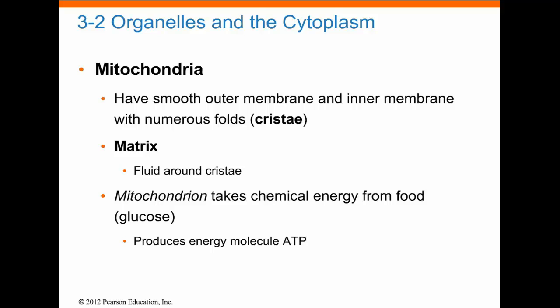The next organelle we're going to look at is the mitochondria. They have a smooth outer membrane and an inner membrane with numerous folds known as cristae. And there's a matrix, so there's fluid within the cristae, that's called a matrix. The mitochondria is known as the powerhouse of the cell, and it takes chemical energy from food in the form of glucose, the simplest form of energy, and produces adenosine triphosphate, which is a form of energy that the cell is able to use.